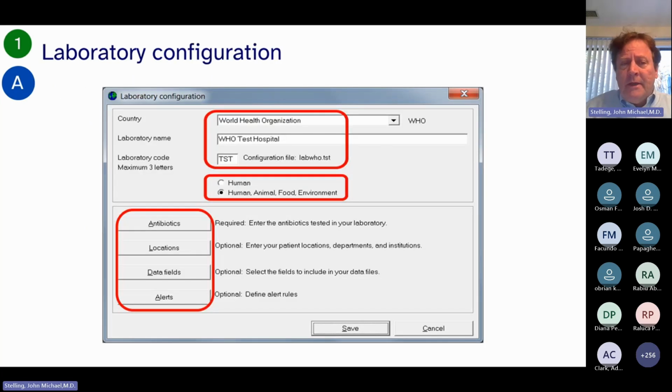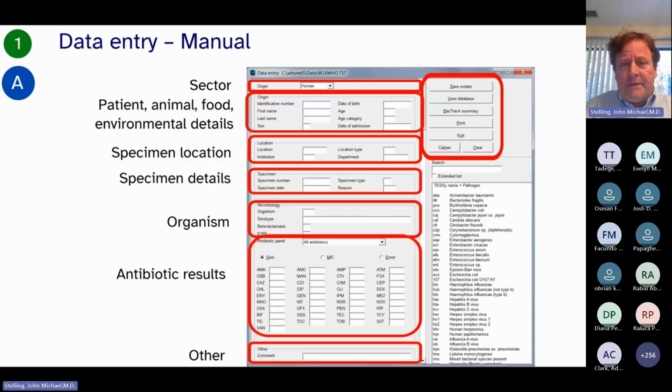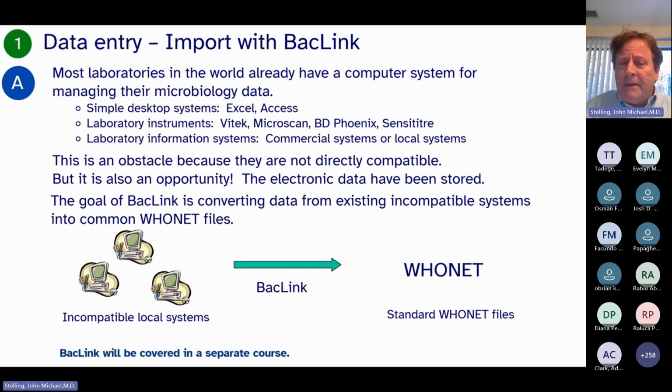I've already mentioned these. There's installation, there's configuration, there's data entry. We covered that in the last webinar. There's BacLink. If you already have a laboratory information system, we want to take advantage of that. If you have no laboratory information system, use WHONET to manually enter your data on a daily, weekly, or monthly basis. If you do have a laboratory information system, we do not want you to do double data entry. We don't want you to enter the data into your own lab system and then immediately recopy the same data into WHONET. That's the purpose of the BacLink software, to import existing data.